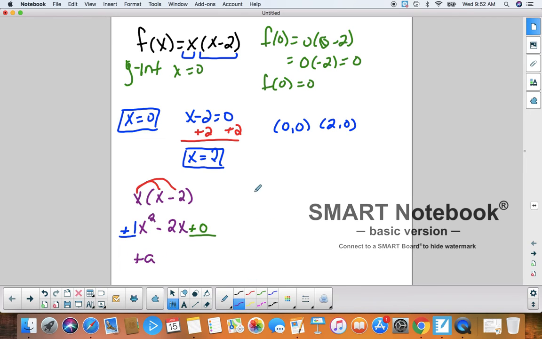And we learned earlier on that a positive a value makes the parabola open up, where a negative a value makes the parabola open down. So now you should be able to answer all of the questions that you were given on this problem.